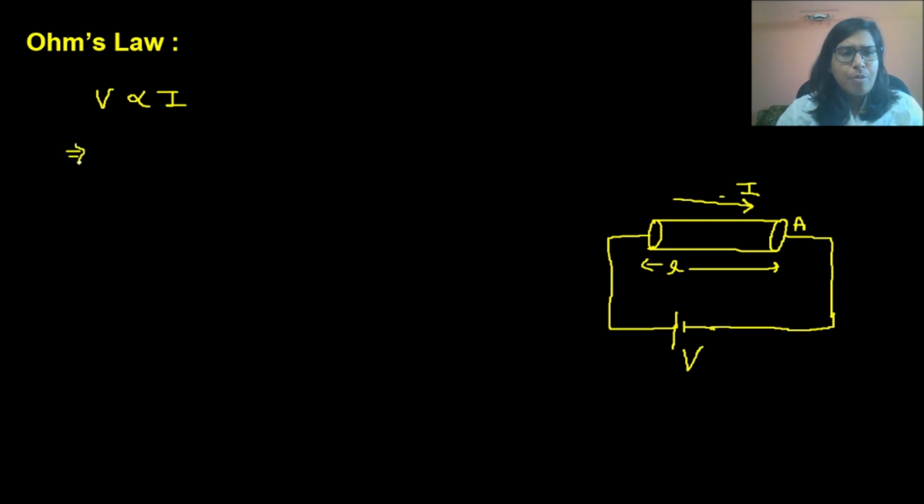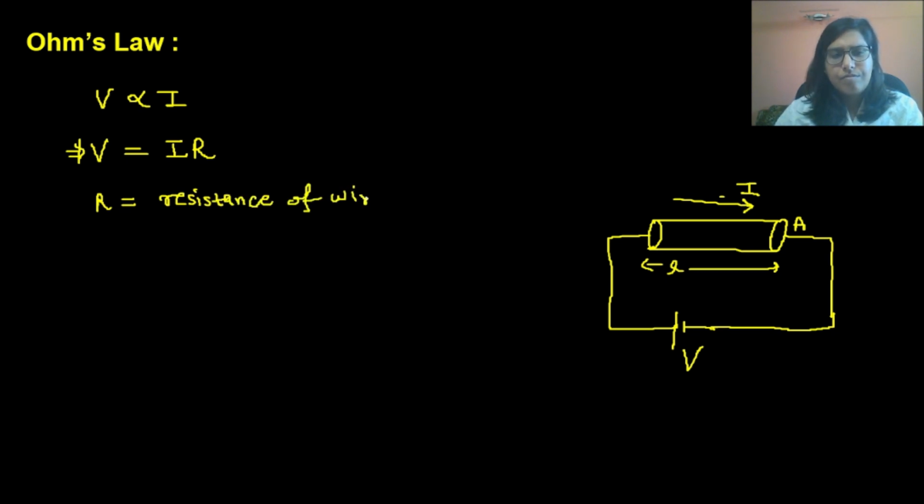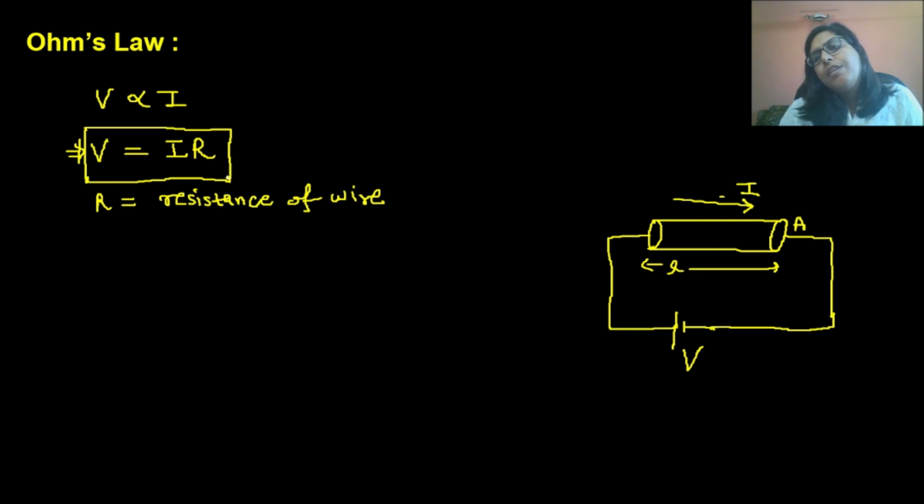If we remove the proportionality sign, then it will be V equals I into R. R is the proportionality constant, and it is called the resistance of the wire. And this is Ohm's law. So V equals IR. V is the voltage applied to the conductor, I is the current flowing in the conductor, and R is the resistance of the conductor. So this is Ohm's law.